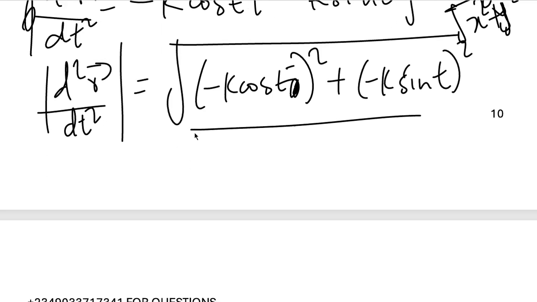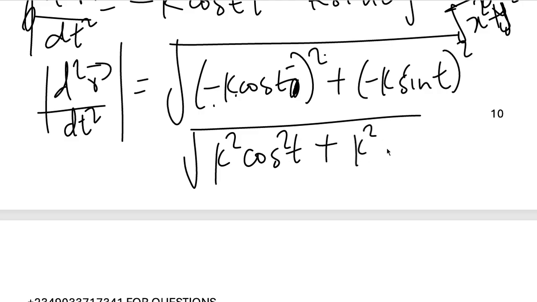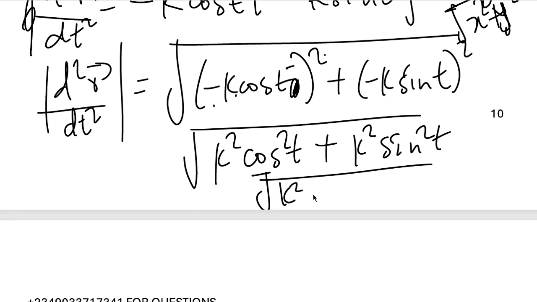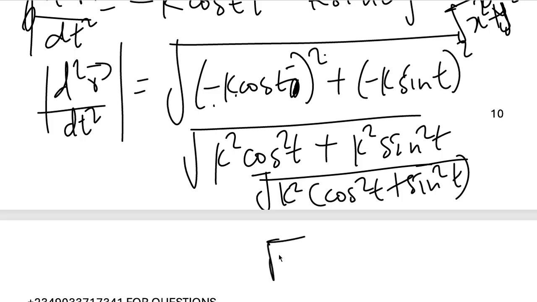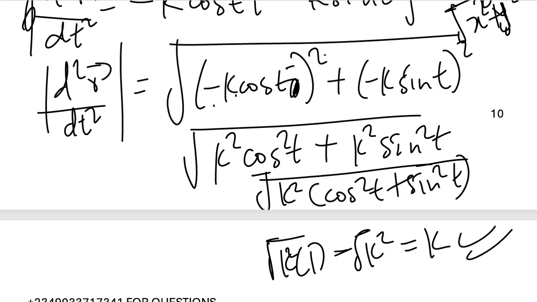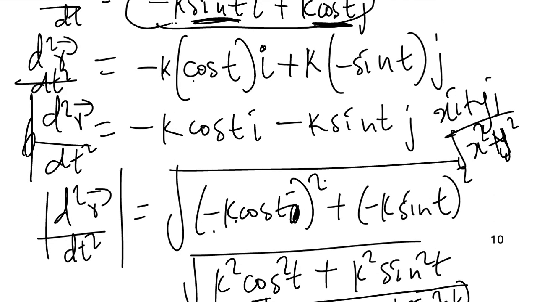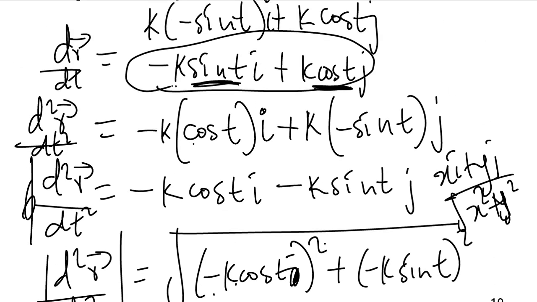So if we square this, negative k all squared is going to be k squared cos squared t, plus k squared sine squared t. We can factor out k squared, right? So that's going to be square root of k squared into cos squared t plus sine squared t. And with what I said earlier, sine squared t plus cos squared t is what? 1. So that's square root of k squared into 1, which is square root of k squared. And square root of k squared is going to give us k. Are you following that?